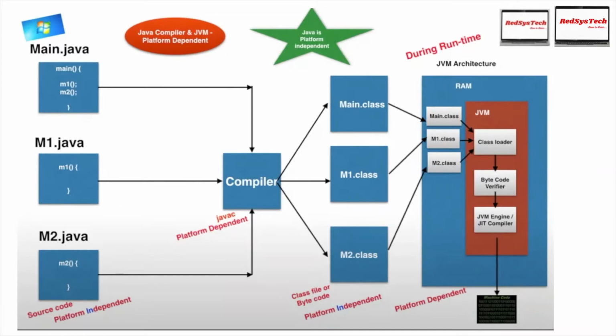The JVM is the one that actually depends on the platform. Because the JVM is platform dependent, Java is called platform independent. I will show you how to verify this; I will go to the Oracle website and show how I can say that Java is platform independent. But for now, understand that source code is platform independent, javac is platform dependent, the compiled classes are platform independent, and the JVM is platform dependent. Because the JVM is dependent, Java is platform independent.